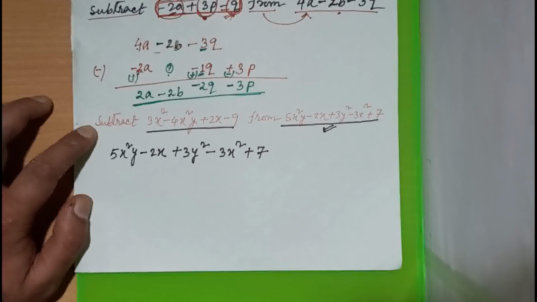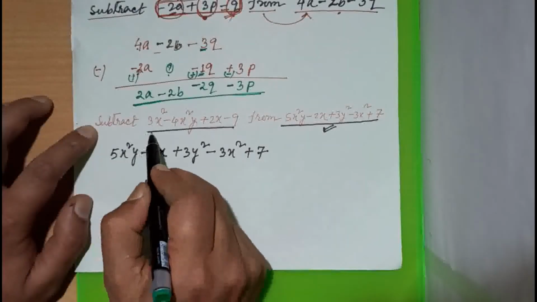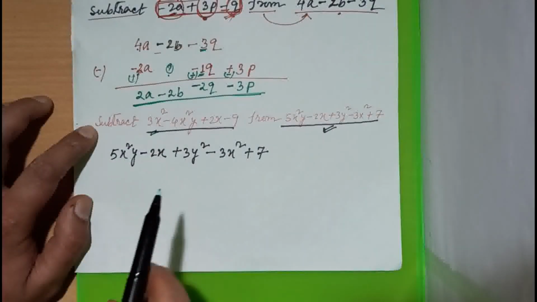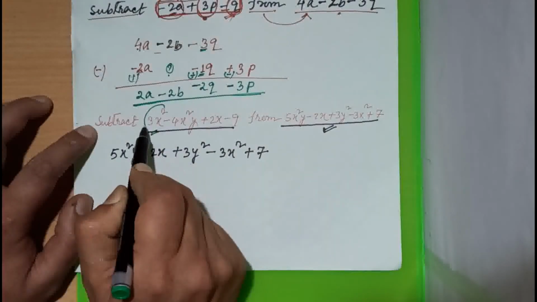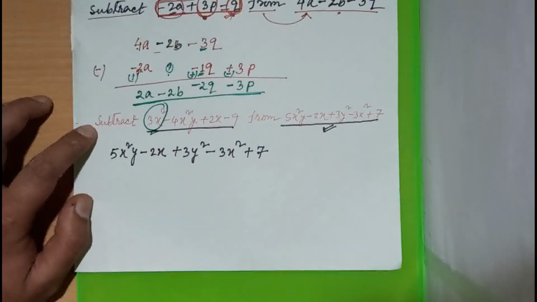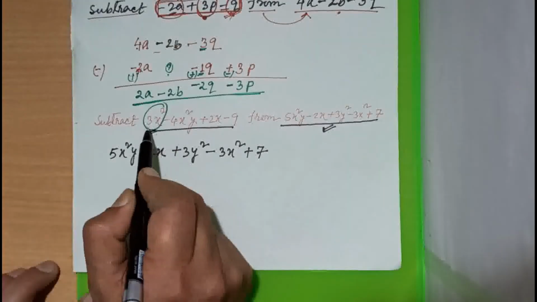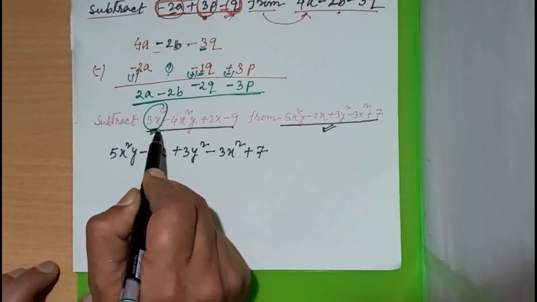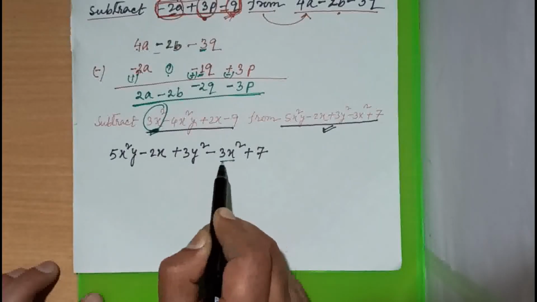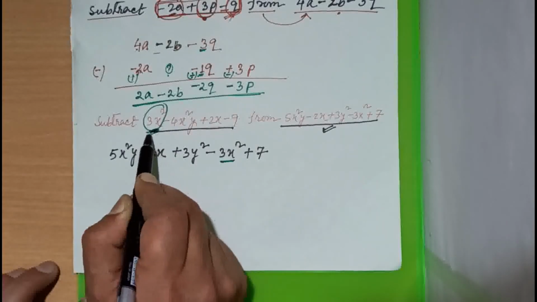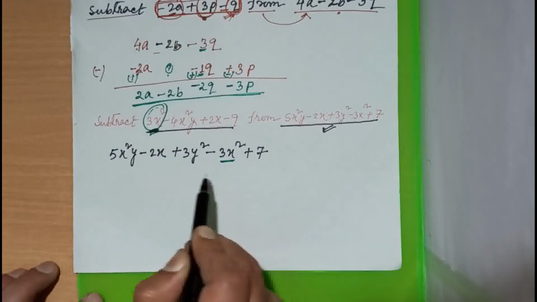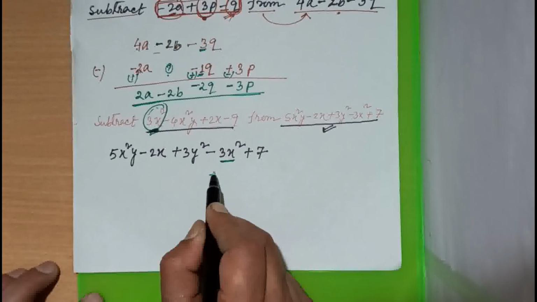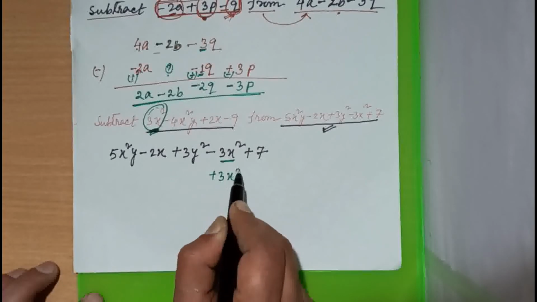Now the other expression, you write, but whenever you write you should be careful about like terms. So what is the first term here? It is positive 3x square. Now you see this term is like with this term, that means this 3x square you will write just under this. So it is positive 3x square, you will write here positive 3x square.